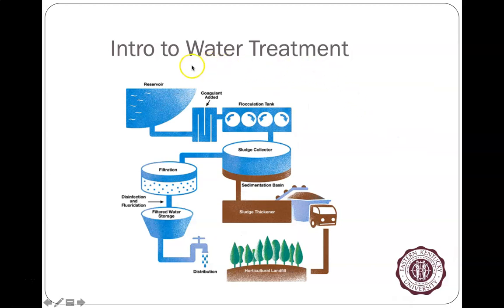This is another example. Water comes in from a reservoir, chemical additions, the addition of a coagulant, the mixing and the slowdown of the mixing, sedimentation, filtration, disinfection, water storage, and then it goes to the distribution to the houses or businesses or industries.